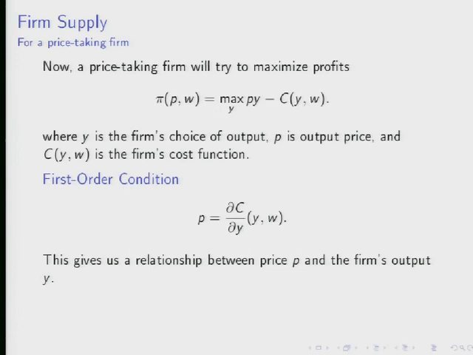This area here is this, right? Or minus here. And so this is the same point Y star where price is equal to marginal cost.